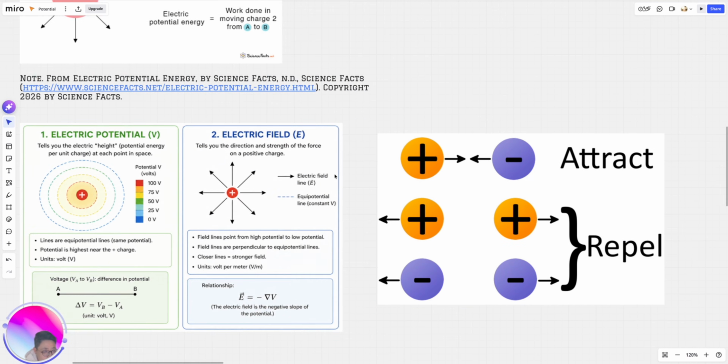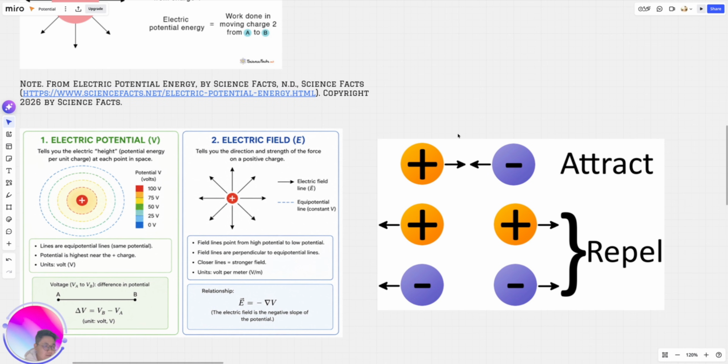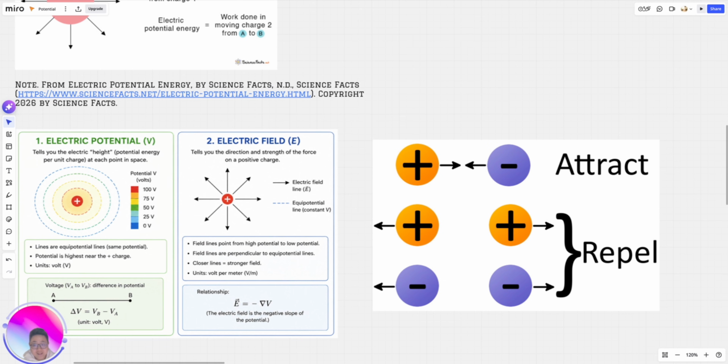That's all you need to know for the next part: that the voltage is a difference of value between two positions, and the opposite attract, the same repel. And that's it. I will see you in part 3.